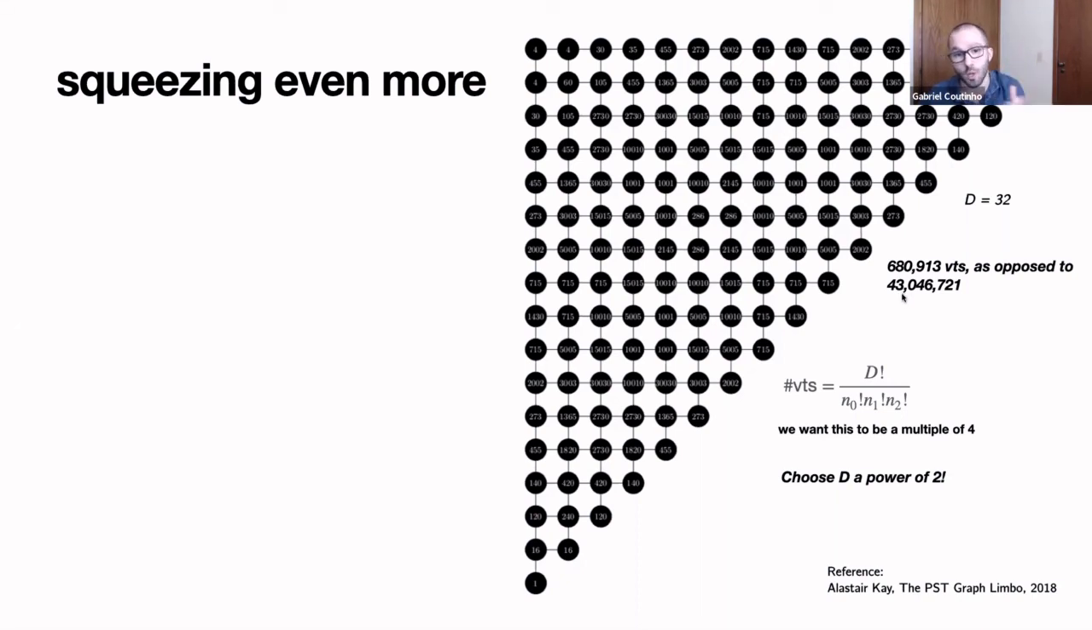which seems to be quite an improvement, except that we are in the realm of exponential numbers. So unfortunately, even though this seems quite a big improvement, it's still big compared to what we would like, given that we are dealing with exponents. I mean, 32 is the distance. We would like the size of the graph to be a cubic in 32, but we are actually talking about 680,000 vertices, which is quite far from a cubic in 32.